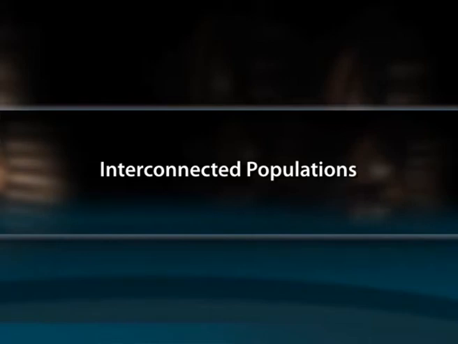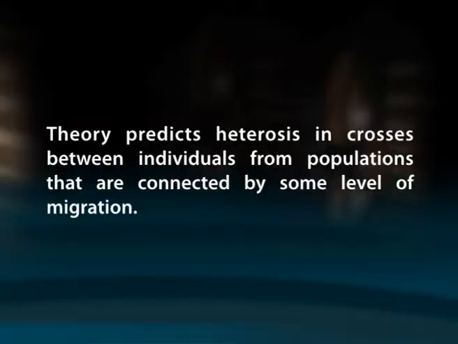Interconnected populations. Interconnected populations can lead to an increase in heterozygosity, which is beneficial if recessive deleterious alleles are masked or if heterozygosity is of a general fitness advantage. Theory predicts heterosis in crosses between individuals from populations that are connected by some level of migration.